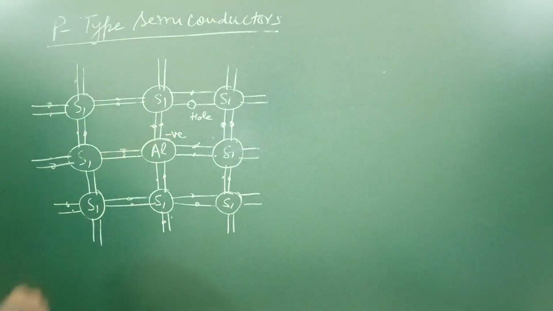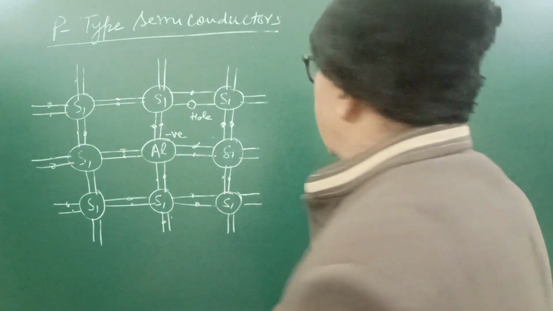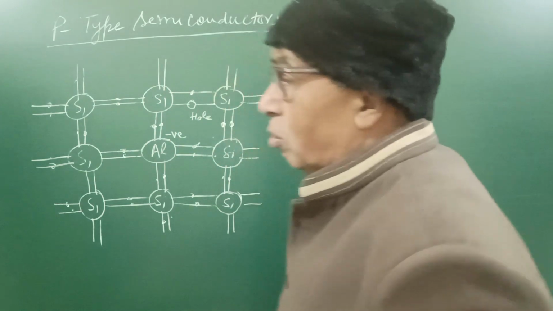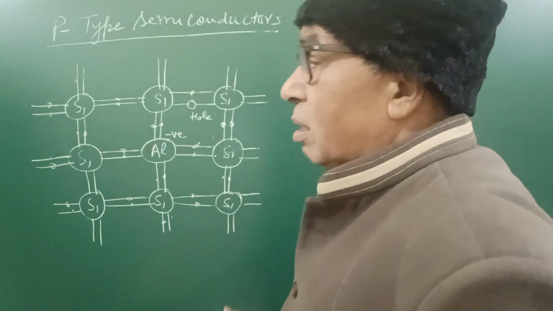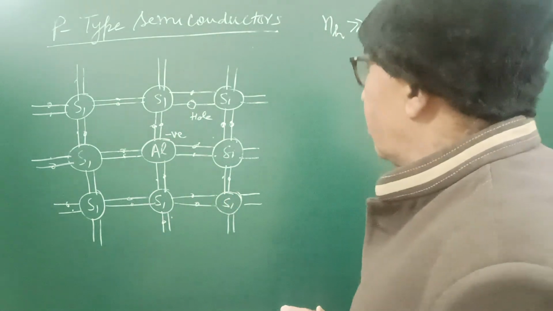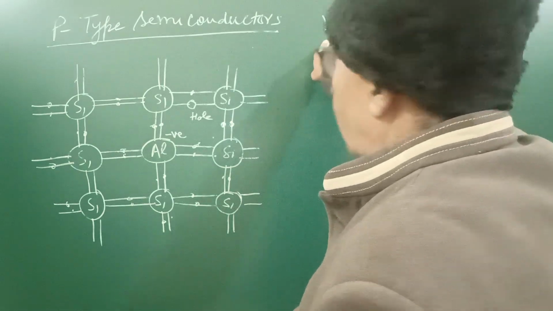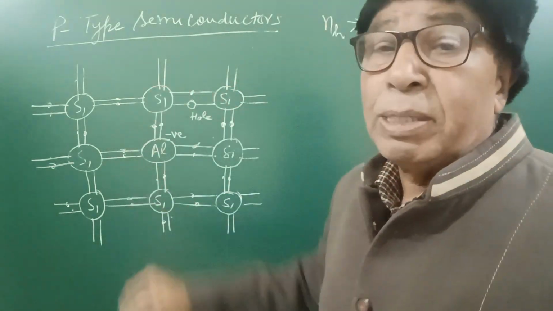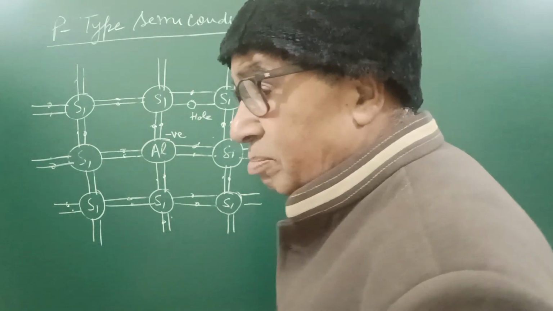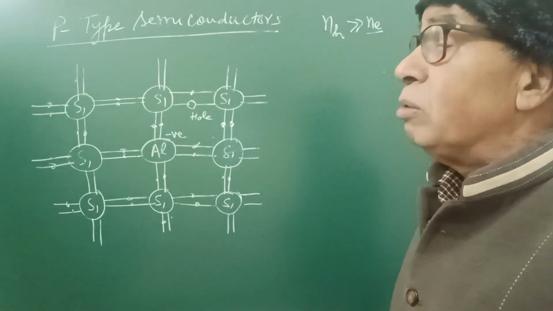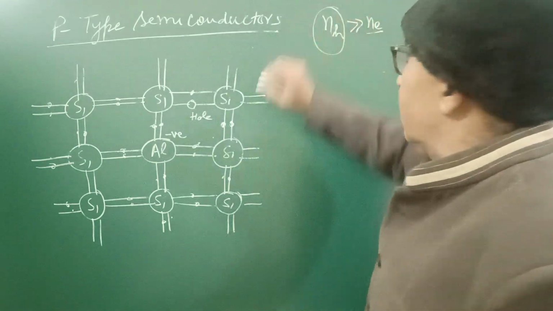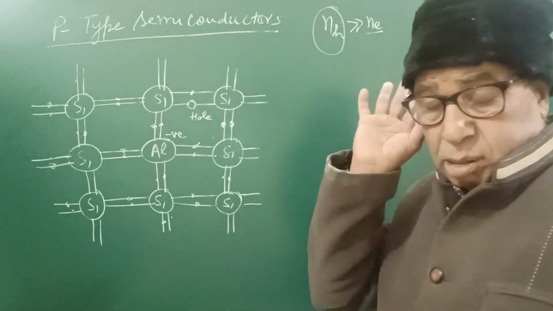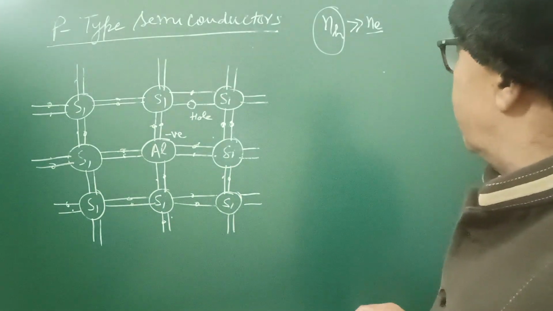The number of holes is equal to the number of acceptor atoms, and hence the number of holes per unit volume will be much greater than n_e, the number of electrons. At room temperature, some electron-hole pairs are present because of thermalization, but the number of holes per unit volume is much greater than n_e. Holes act as positive charge carriers, therefore these are called P-type semiconductors. The letter P has been derived from positive, because holes act as positive charge carriers, and therefore the semiconductor obtained by doping with the trivalent element is called P-type.